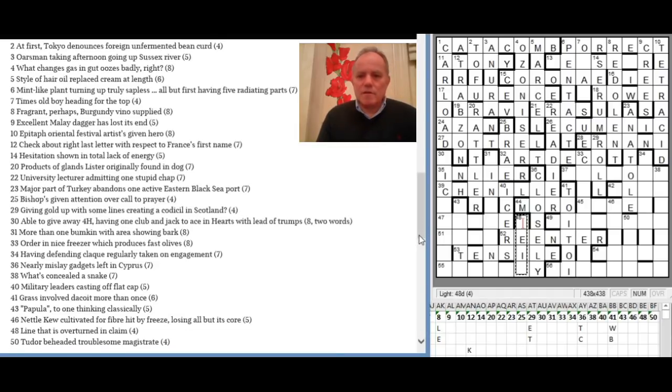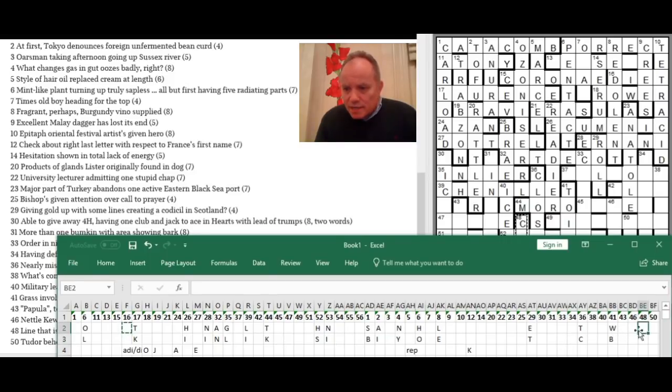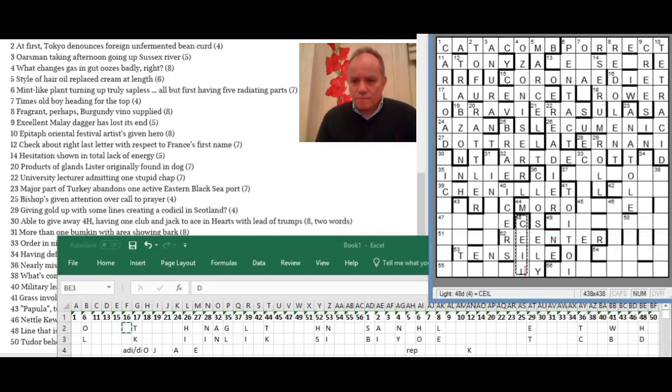Line that is overturned in claim. That should be simple, shouldn't it? That is overturned. I can see EI for IE overturned, in CL, which isn't really a word, but never mind. That gives us AIM as the extras in 48, so I minus A must be H, and M minus I, 13 minus 9, is a D, I think.